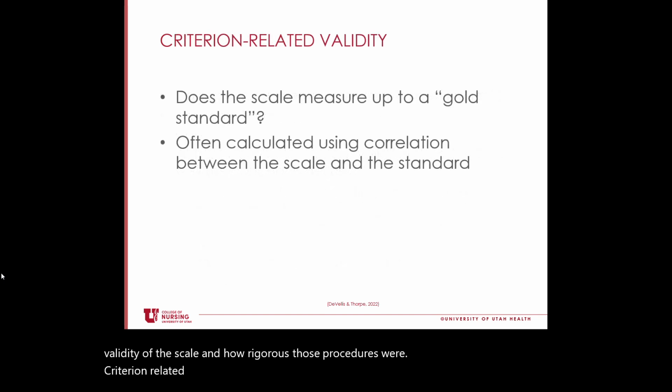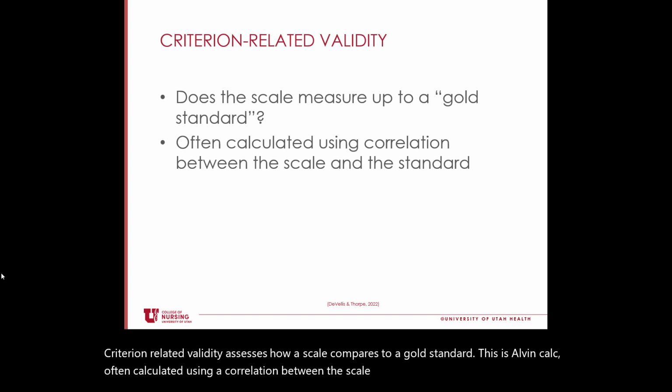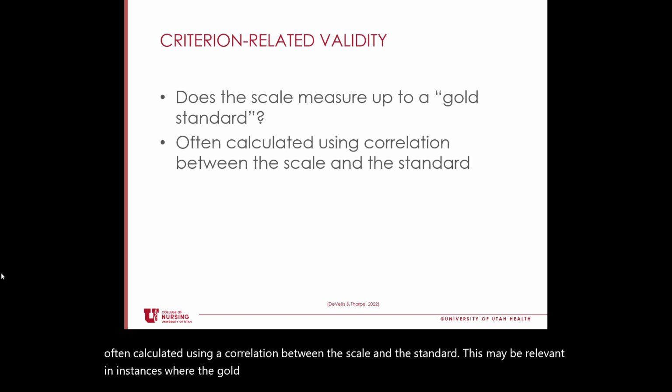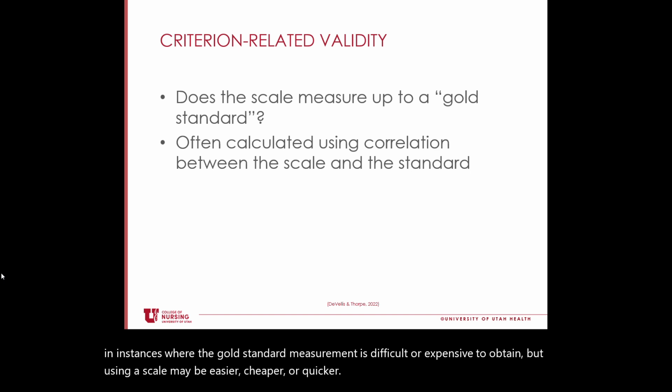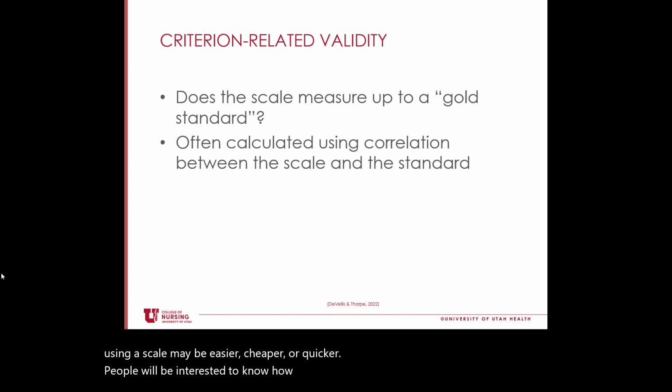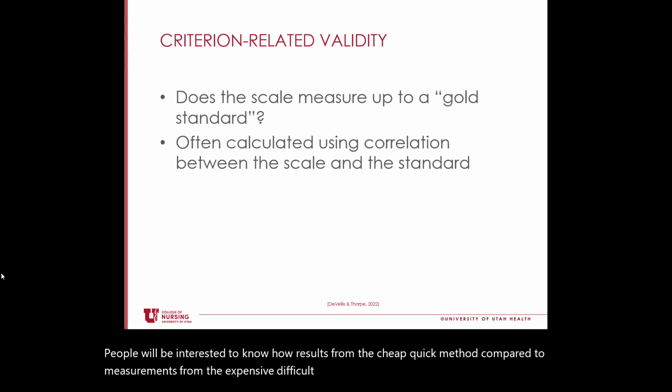Criterion-related validity assesses how a scale compares to a gold standard. This is often calculated using a correlation between the scale and the standard. This may be relevant in instances where the gold standard measurement is difficult or expensive to obtain, but using a scale may be easier, cheaper, or quicker. People will be interested to know how results from the cheap, quick method compare to measurements from the expensive, difficult method.